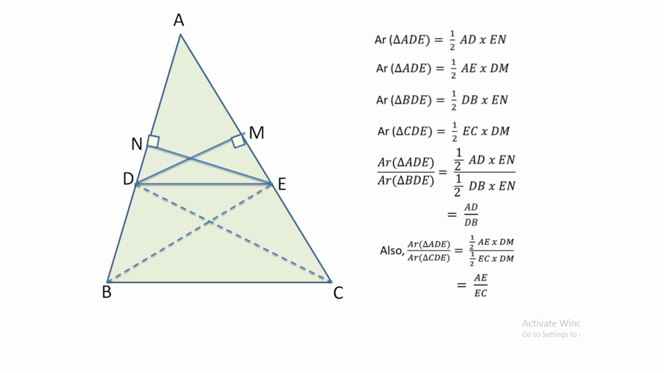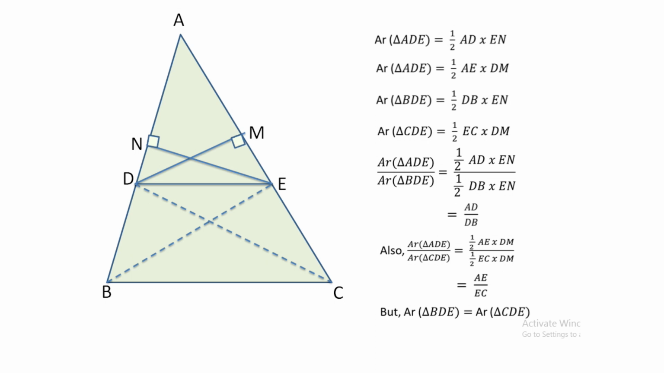But don't you see that triangle BDE and triangle CDE should be equal in area? Well, yes, they should be equal in area because they lie between the same two parallel lines, which are DE and BC, and they have the same base, which is DE. So any two or more triangles which lie on the same base or equal bases and they lie between the same parallel lines are always going to have equal areas.